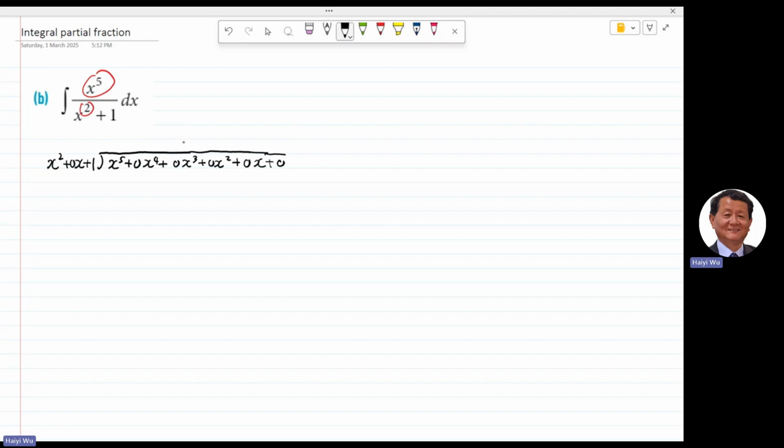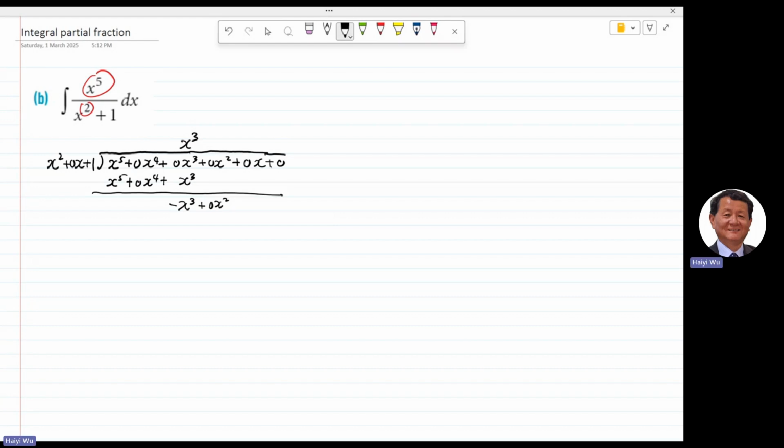So I'm going to use x to the power 3, which becomes x to the power 5. That'll be 0x to the power 4 plus 1x to the power 3, and then we take it away. So that'll be negative x to the power 3 plus 0x squared.